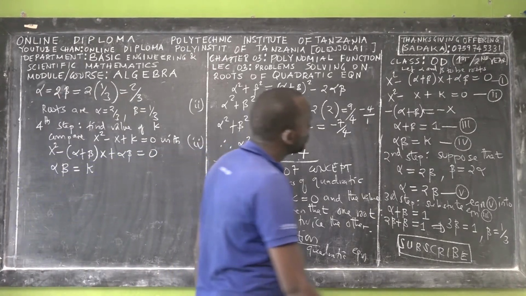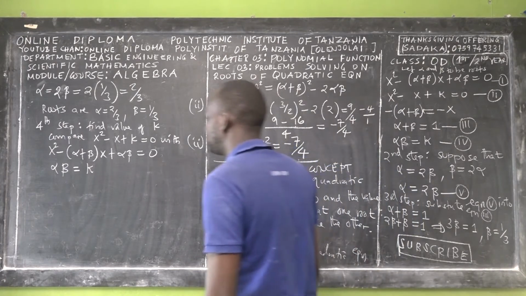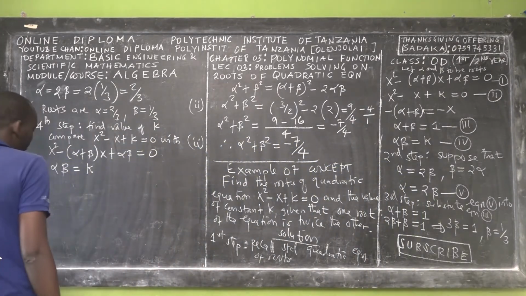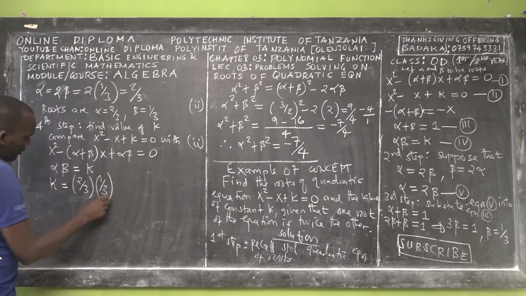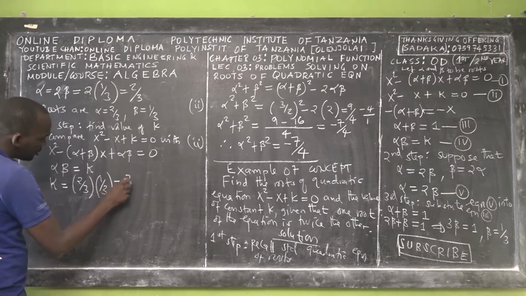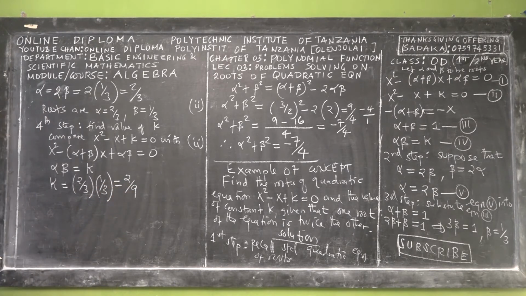Alpha times beta is equal to k. That is equation 4. So what is the value of alpha? It means that k, ladies and gentlemen, is equal to the value of alpha, which is 2/3, times what? Beta is equal to 1 over 3. So this is equal to 2 over 9.